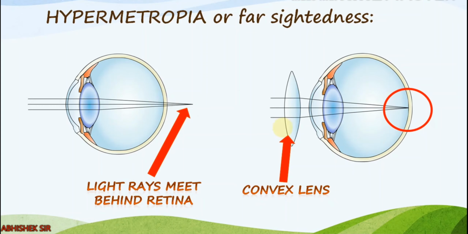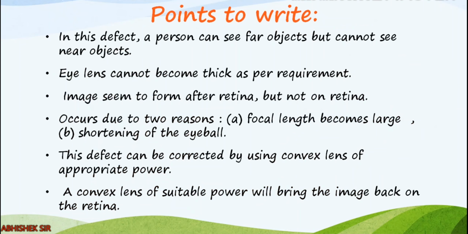We are using convex lens. Clear? So if you are using convex lens, what will happen? The light rays will be refracted in such a way that they will fall exactly on the retina. In the red circle you can see the light rays are falling exactly on the retina. So use convex lens of appropriate power, you will be easily able to see, right?